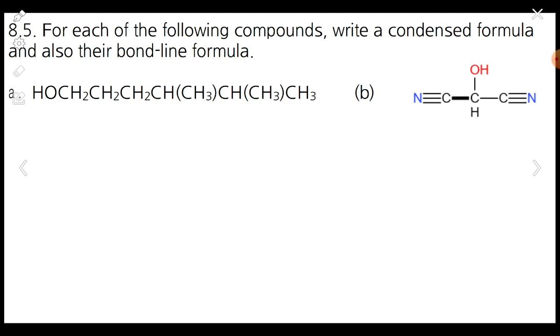For each of the following compounds, write a condensed formula and also their bond line formula. They asked here to write the condensed formula also. Let's look at the first one. For this structure, how to write the condensed formula. Check how many carbon atoms are there. 1, 2, 3, 4, 5, 6, 7, 8.